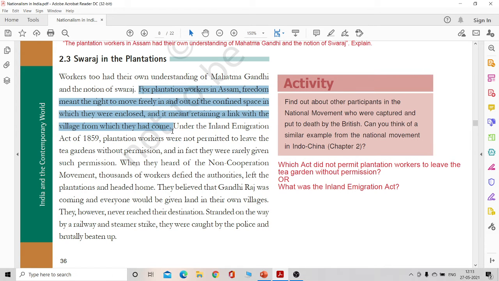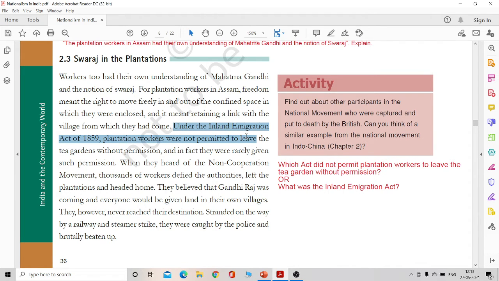It meant retaining a link with the village from where they had come, because the plantation workers who worked in the northeast part of India were of course from Assam, but also from Uttar Pradesh, Bihar, Bengal, those regions, and they were never allowed to go home, right? And here, the Inland Emigration Act, right? So which act did not permit plantation workers to leave the tea garden without permission? Under the Inland Emigration Act, plantation workers were not permitted to leave the tea gardens without permission, and they were rarely given such permission.